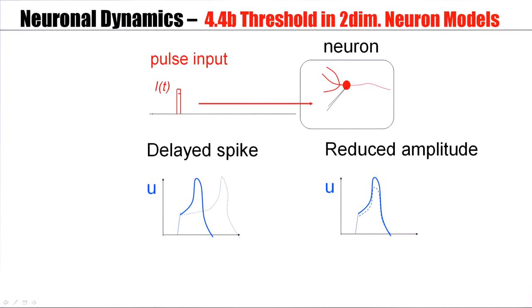So what we have seen so far is that a system that has a saddle-node onto limit cycle bifurcation, and that's not yet at the bifurcation, will generate delayed spike output in response to short input pulses. However, some neuron models don't show this. If I reduce the amplitude of the pulse, the amplitude of the response is simply reduced.